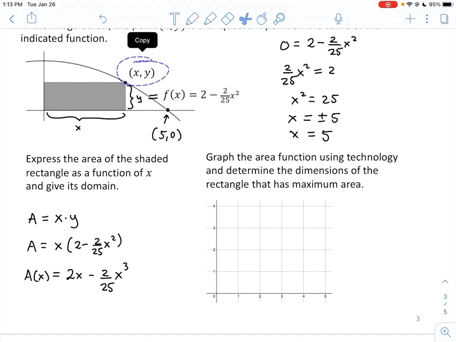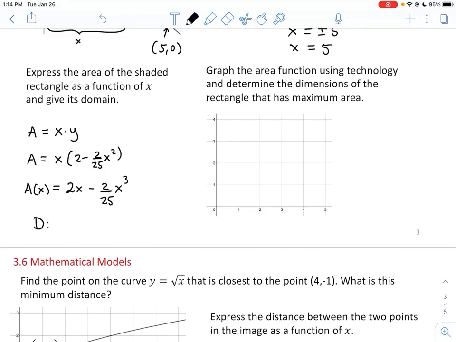Again, to keep this point in the first quadrant, we need x to vary between 0 and 5. X itself has to be somewhere in this window right here. That'll guarantee when you plug it into the function, we get a point somewhere up here in the first quadrant. So our domain of this function will be x must be more than 0 but less than 5.